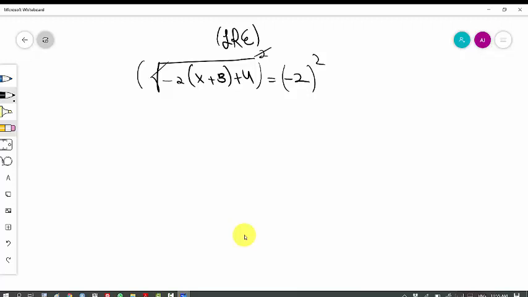The 2 and this radical sign are cancelling out. What remains here is minus 2 times x plus 3 plus 4 is equal to minus 2 squared. This is a linear equation, the solution of which I leave to you.